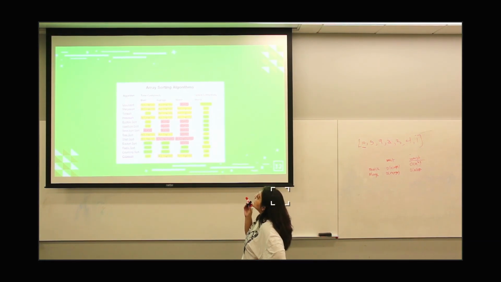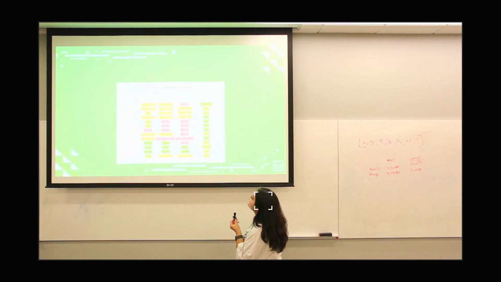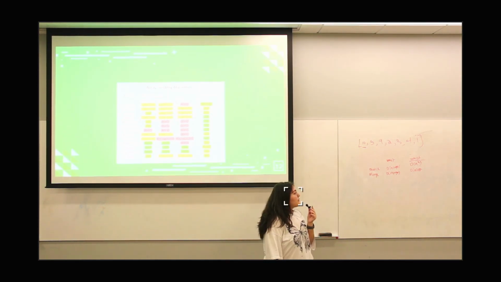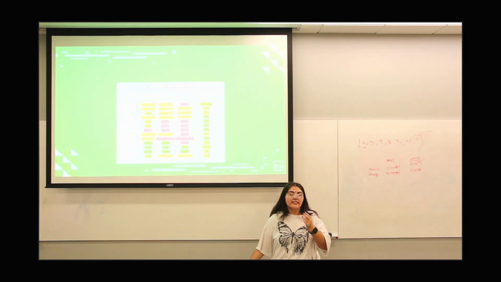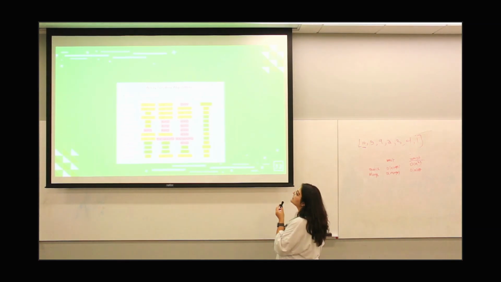And then heap sort. Heap sort is also the same because it's going to make a tree. And then bubble sort. Best is O of n, and worst is O of n squared. The best case is if it's already sorted, because then nothing needs to get swapped. It's kind of just iterating through the array to make sure that it's sorted already.